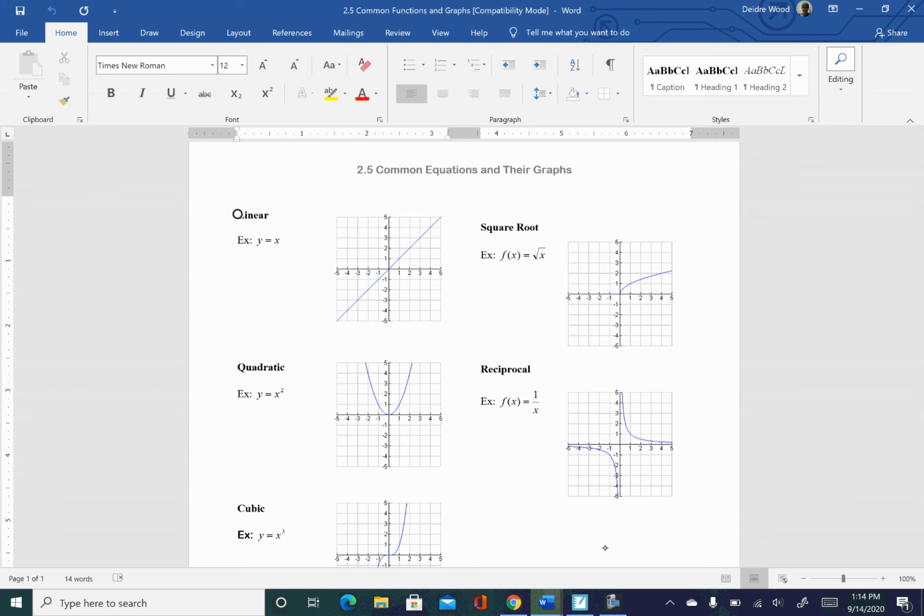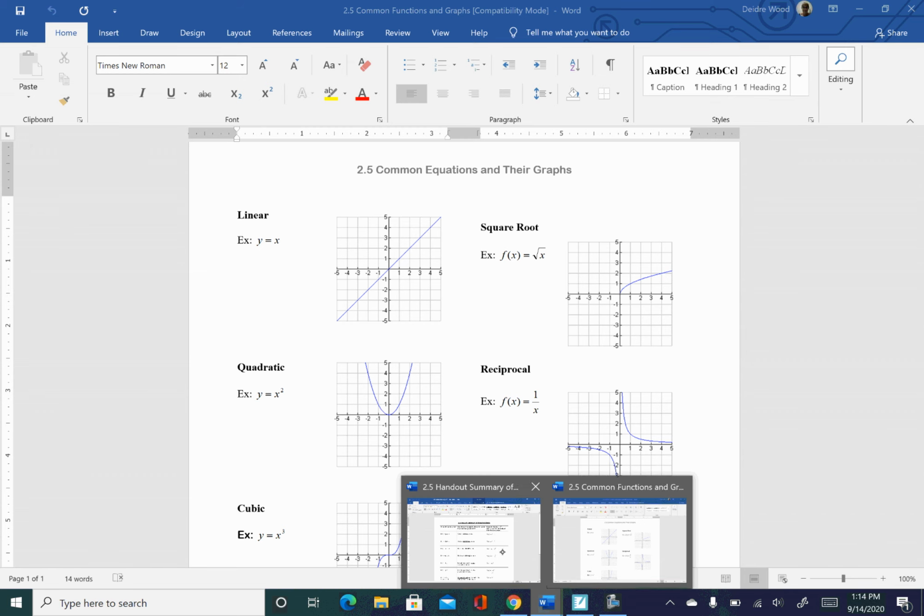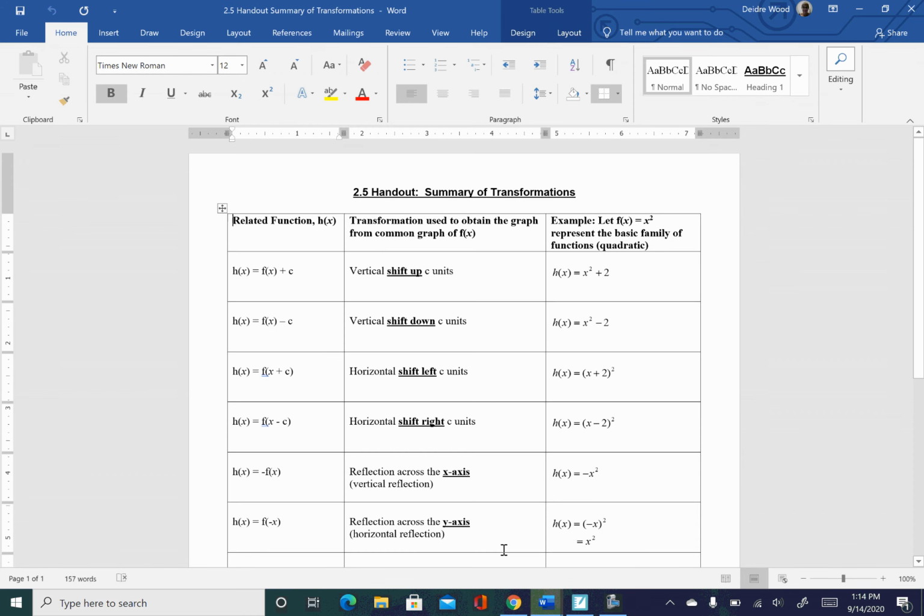So all of these are common equations and their graphs that you want to start getting more and more familiar with. Like I said, whenever I say quadratic, you immediately have a parabola coming up in your head, saying, okay, I know what she's talking about there. Now I'm going to draw your attention to the other handout that I have online. I'm not going to spend a whole lot of time on it. I think it's fairly self-explanatory, but I just wanted to advise you that it's still there.